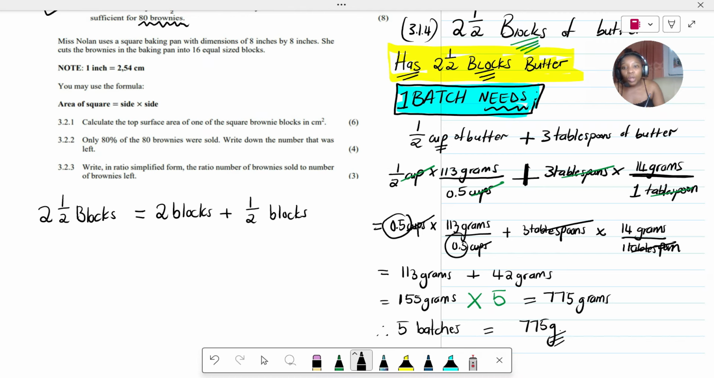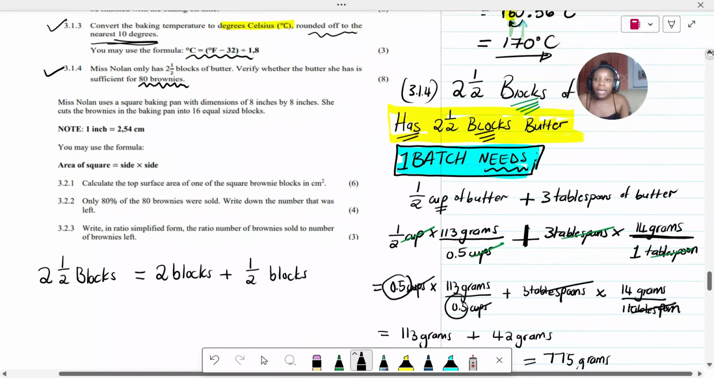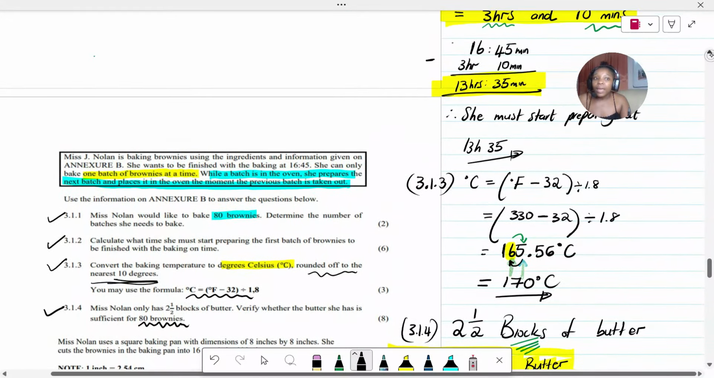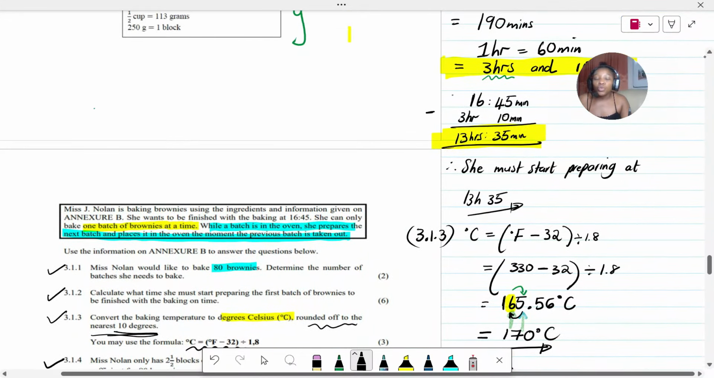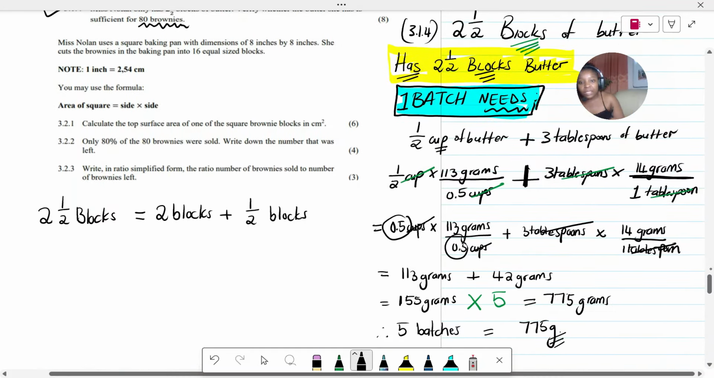Now how will we convert the 2 blocks into grams? Remember, we were given an equation at the top that we can use when you want to convert from blocks to grams. And that equation is 250 grams is equal to 1 block. So we can basically use that. We're using 250 grams is equal to 1 block.